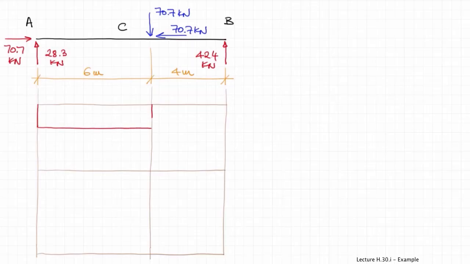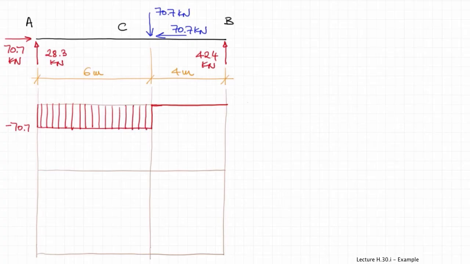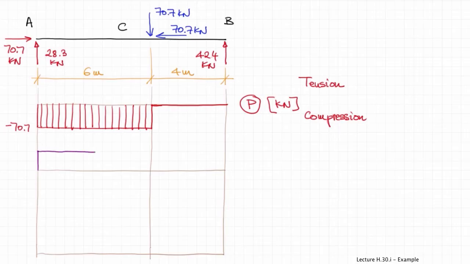The easiest one to draw is the axial force diagram. So segment AC of the beam is in compression with a magnitude of 70.7 kilonewtons. It's this part that I'm hatching right now. And section BC of the beam has no axial force, 0. So that's the diagram of the axial force. Always indicate the units of the numbers that you're writing on the diagram, as well as which side is tension and which side is compression.